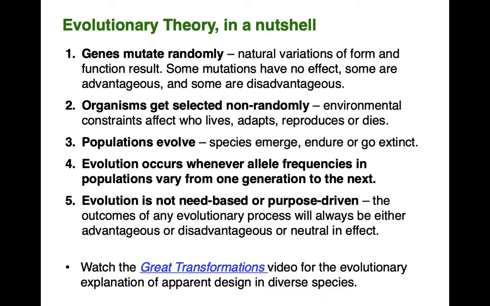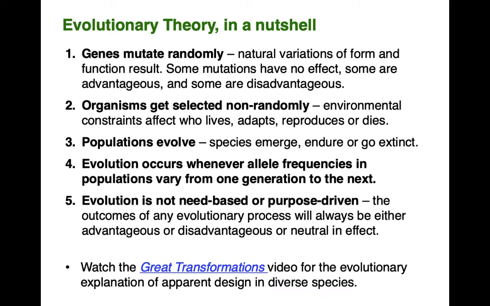Number 4, evolution occurs whenever allele frequencies in populations vary from one generation to the next. And that is the generic definition of evolution. Allele frequencies. An allele is a variation of a gene. You could have the gene which codes for height in peas: you can either have the tall variation or the short variation. You can have the brown eyes or the blue eyes, or you can have the attached earlobes or the not attached earlobes. Those are alleles of the same gene, variations, alternative forms of a gene.